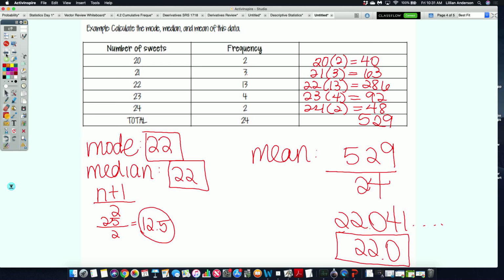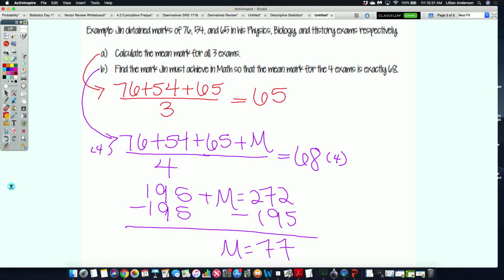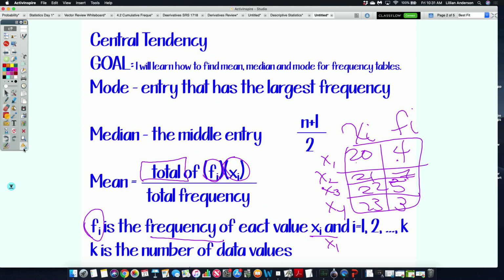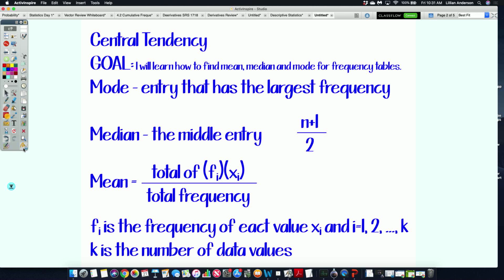For the last example, it was your number of sweets. So 22 was the median sweet, 22 was the modal sweet, and so on and so forth. The last one, it was the mean grade. Okay, it's always based off of whatever the x value is. But that is how you find mean, median, and mode when it comes to a frequency table. Any questions?